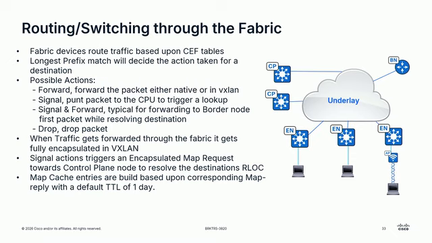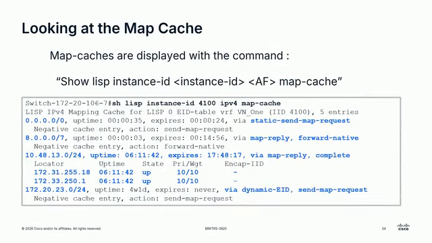So to look at the map caches itself, you can use the command show LISP instance ID. And the instance ID, like before, address family and map cache. This is just a quick overview of what you might see if you look at it. This is from my lab.